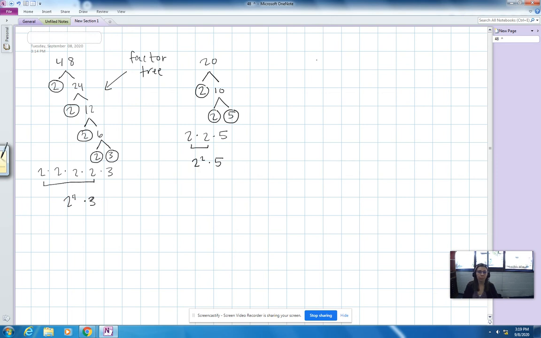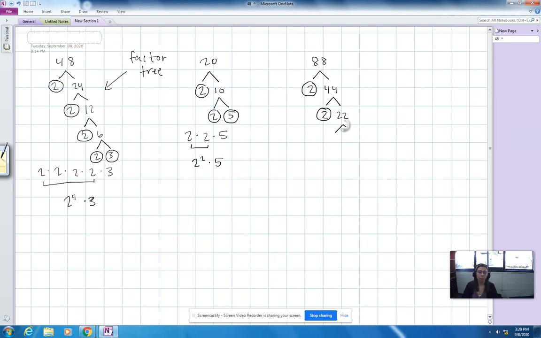All right, we're going to do one more example, 88. So I start by asking myself what multiplies together to give me 88? Well, I know that 2 times 44 gives me 88, and 2 is prime, so I can end that branch. We also could have used 8 and 11 instead. Again, there are multiple factor trees for every number, but your result should be the same. All right, 44 is not prime, so I ask myself what multiplies together to give me 44? Well, 2 times 22 gives me 44, and 2 is prime, so I circle it and end that branch.